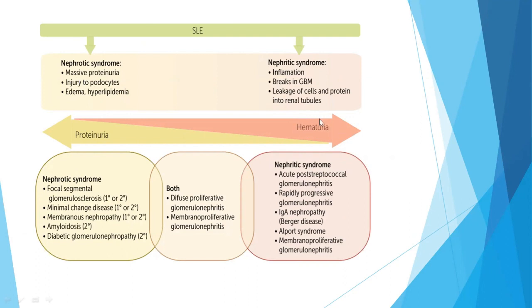Similarly, hematuria is typical of nephritic syndrome, while there may be a slight hematuria in nephrotic syndrome. So the nephrotic syndrome consists of focal segmental glomerular sclerosis, minimal change disease, membranous nephropathy, amyloidosis, diabetic glomerular nephropathy. The typical nephritic syndrome consists of acute streptococcal glomerulonephritis, rapidly progressive glomerulonephritis, IgA nephropathy or Berger disease, Alport syndrome, and MPGN. Now here you can see in the middle, there can be a combination of both hematuria and proteinuria. So these are called the nephritic-nephrotic syndrome, and these consist of diffuse proliferative glomerulonephritis and membranoproliferative glomerulonephritis.